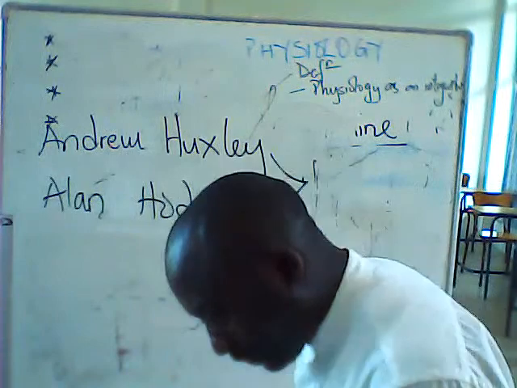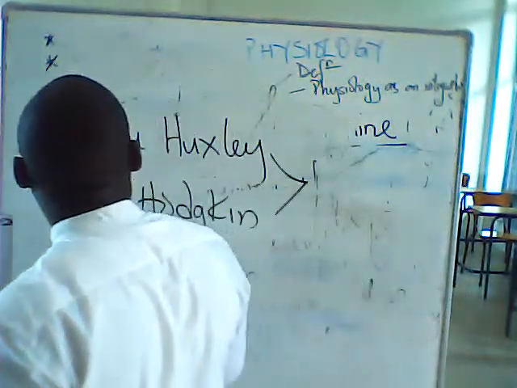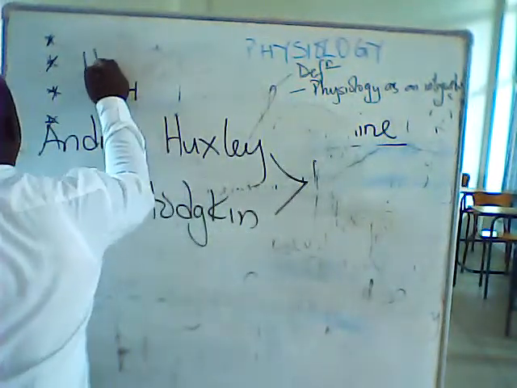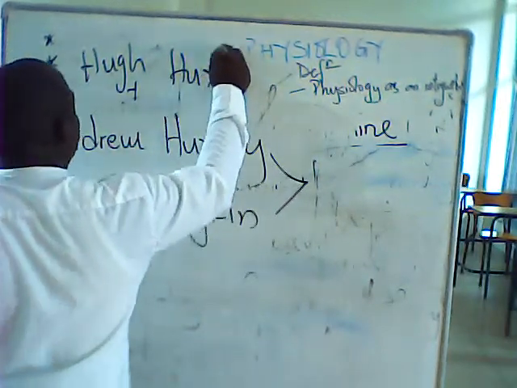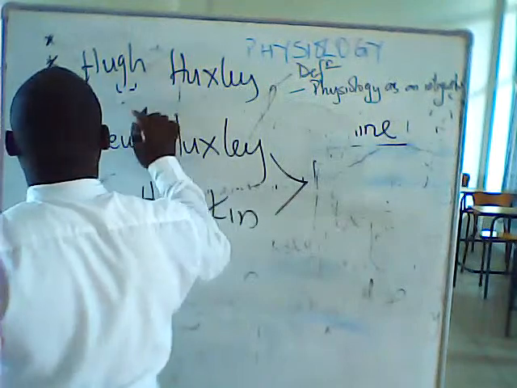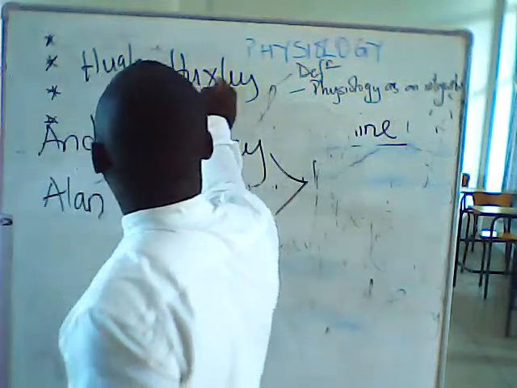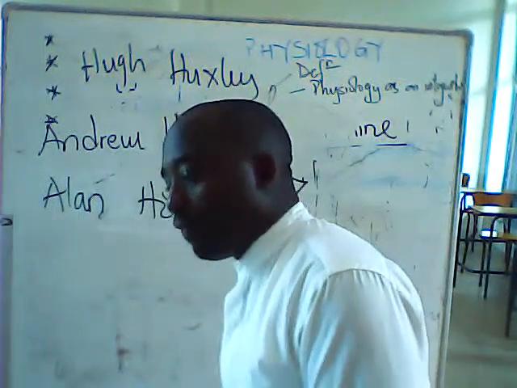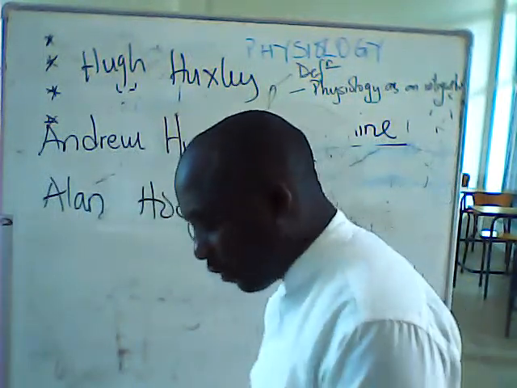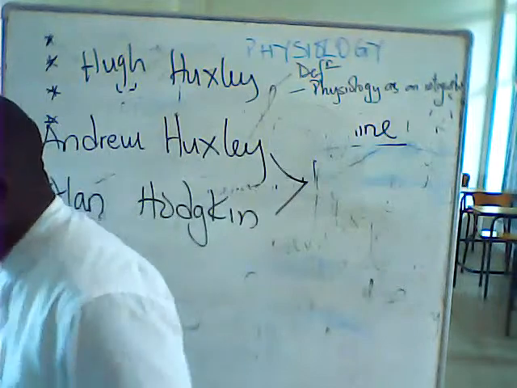And then Andrew Huxley and Hodgkin. I don't know if they are brothers or husband and wife. But then Andrew Huxley and Huxley made advances in the study of muscles with the discovery of the sliding filaments in skeletal muscles.